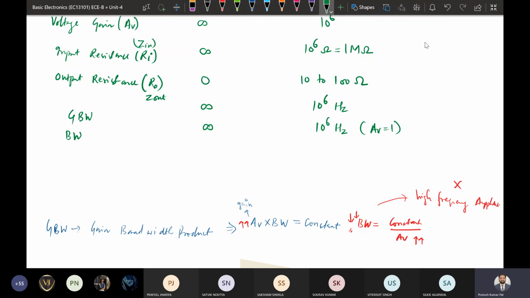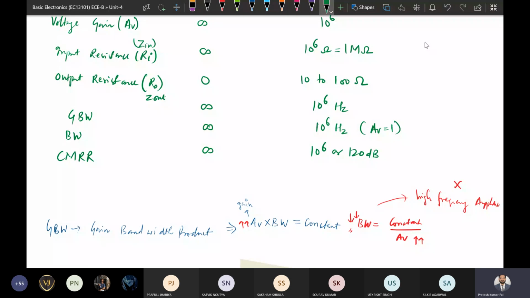And one more term is CMRR, that is common mode rejection ratio. We will be explaining this CMRR in later slides. CMRR is considered to be infinity in case of the ideal one, and in the practical one it is 10 to the power 6, or in dB it is 120 dB. It is also a type of gain. So in dB we can represent it as 120 dB.